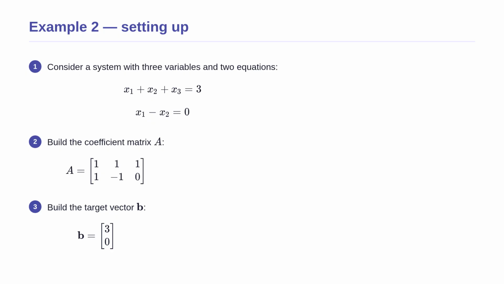We want to find the specific values that satisfy both equations simultaneously while keeping the overall vector length as small as possible. We build our matrix A by taking the coefficients from our 2 equations. Notice the 0 in the second row because there is no x3 term. We also build our target vector B using the numbers 3 and 0 from the right side.